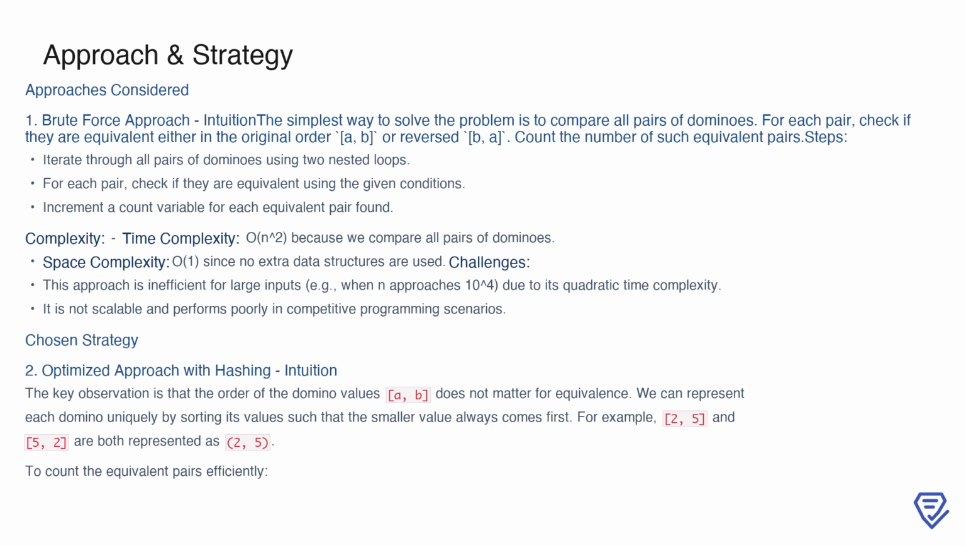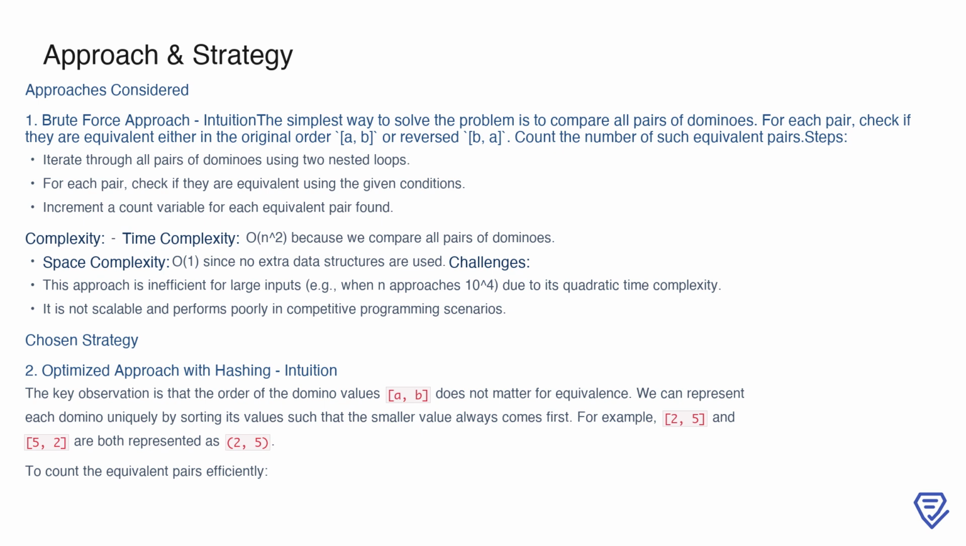To solve the problem of counting equivalent domino pairs, we first consider the brute force approach. This involves comparing all pairs of dominoes to check if they are equivalent. A domino is equivalent to another if it matches either in the original order, like a, b, or in the reversed order, b, a. The steps for this approach are straightforward. Use 2 nested loops to iterate through all possible pairs of dominoes, check the equivalence condition for each pair, and increment a counter whenever you find a match.